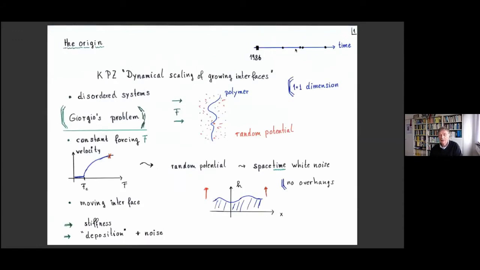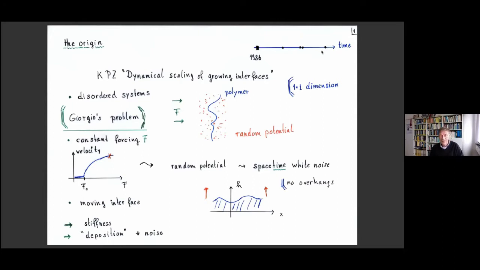So here I put a timeline, so that you can follow a little bit what I'm talking about. Of course, I have a particular plan, but it will not follow exactly the timeline. I will start with the origin, and then jump back and forth in what happened. It's a personal selection of the things which I love most.